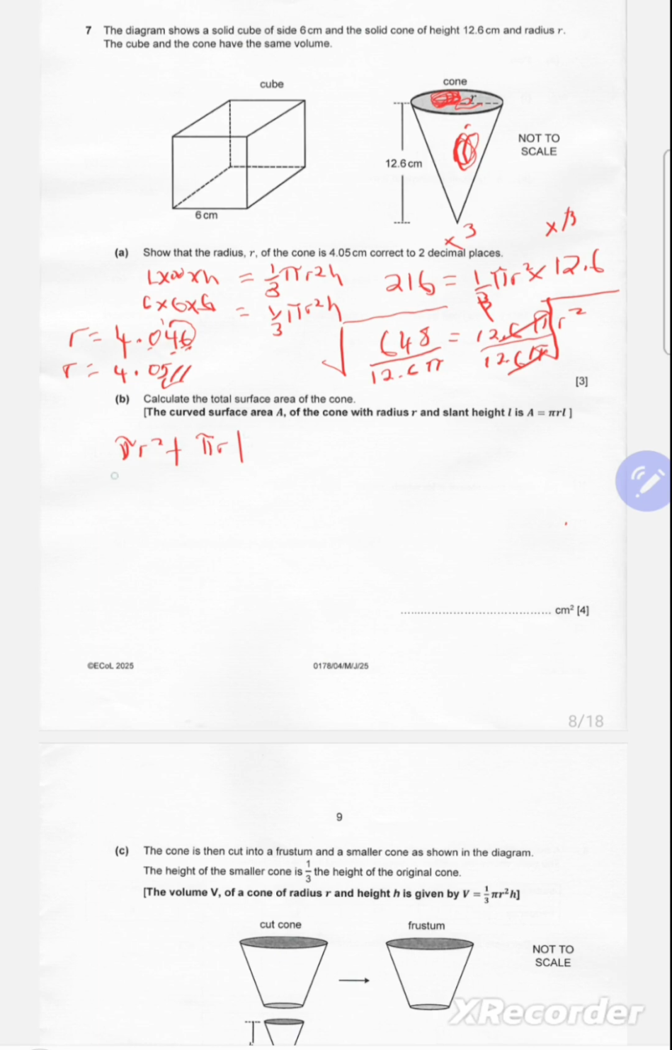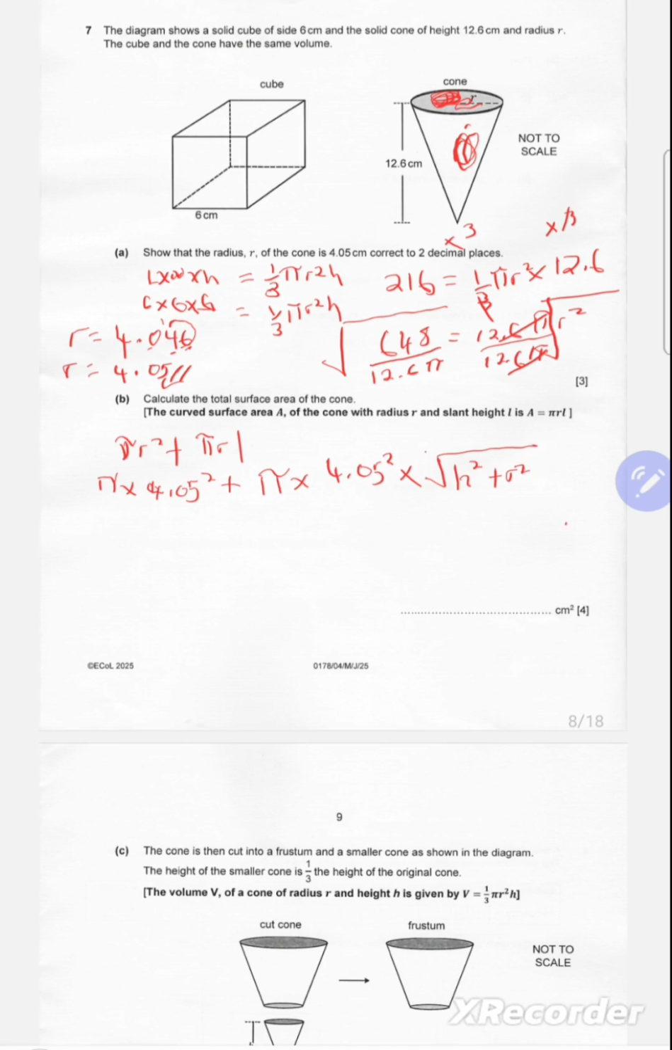So the area for that is going to be pi multiplied by 4.05 squared, plus pi multiplied by 4.05, then multiplied by our slant height. Our slant height L is the square root of h squared plus r squared.